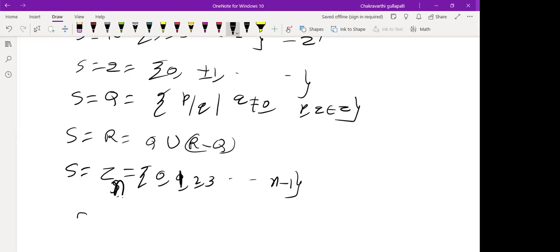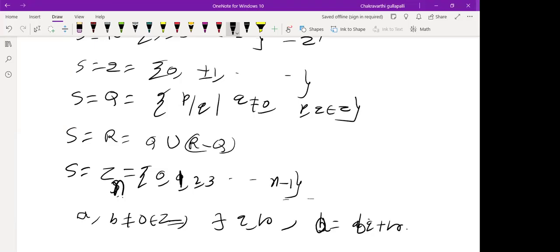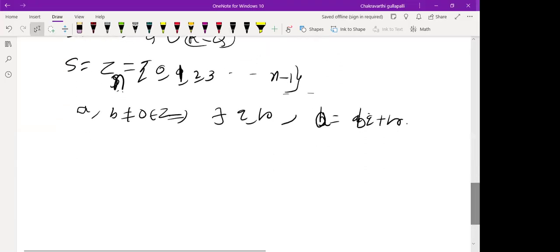You know, according to the division algorithm, whenever you divide a by b, b should be not 0. Whenever a and b are integers, there always exist two integers q and r such that a is equal to bq plus r, where b is the divisor, r is the remainder, and q is the quotient.